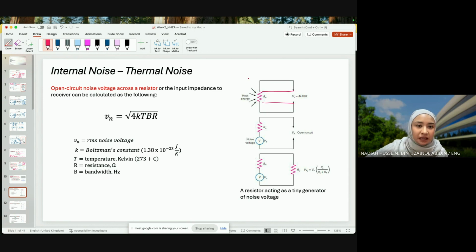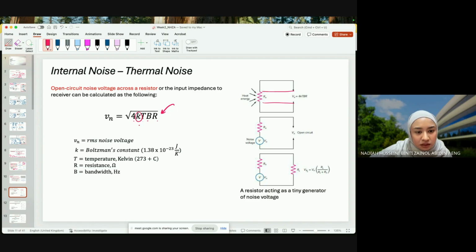Because this resistor has resistance, and remember resistance contributes to noise. Current flow also contributes to noise. Temperature also contributes to noise. Bandwidth also contributes to noise. So everything is encapsulated in this equation. The noise voltage in RMS is equal to the square root of 4 K T B R: 4 times K, temperature, bandwidth, and resistance.